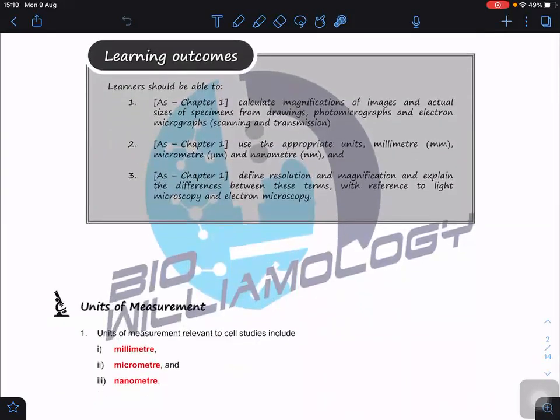First of all, we need to calculate the magnification of the image and the actual size of the specimen from a drawing, photomicrograph, and electron micrograph. Second, we need to know how to use appropriate units. The units we use here are millimeter, micrometer, and nanometer.